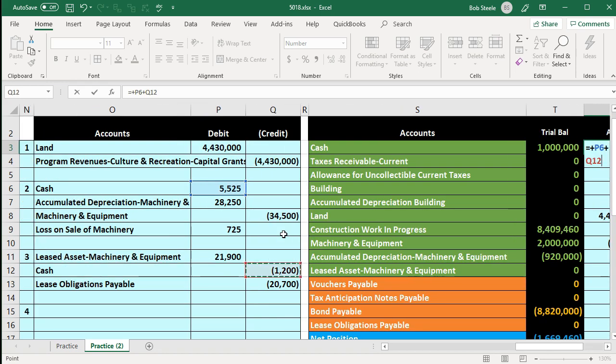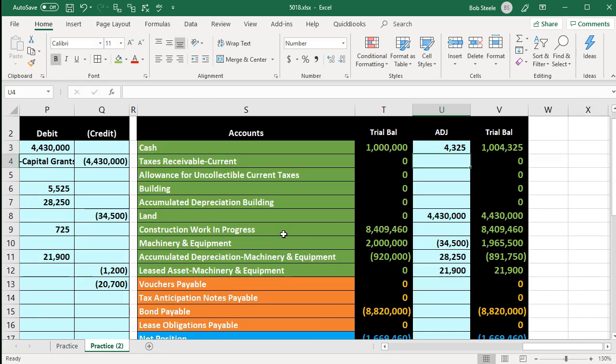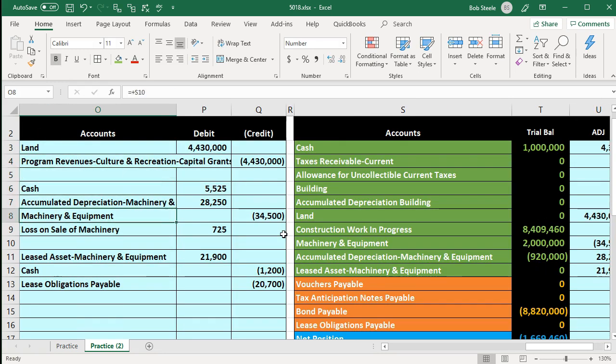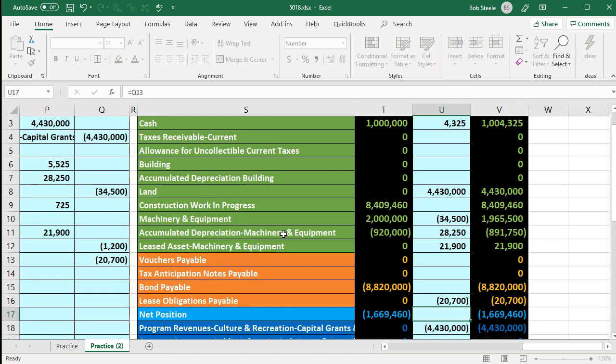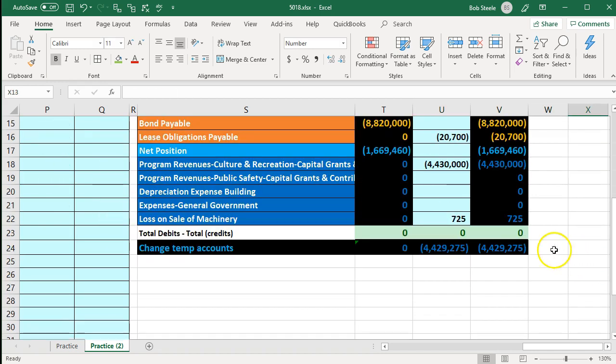And then here's the credit. We want the 1,200. And then we're looking for the lease obligations payable. That's going to be down here, lease obligations payable. We want to be in cell U16. Within U16, we're going to say equals, scrolling back up to that credit, that 20,700. And there we have that. There's the credit. That's what we would normally basically expect.